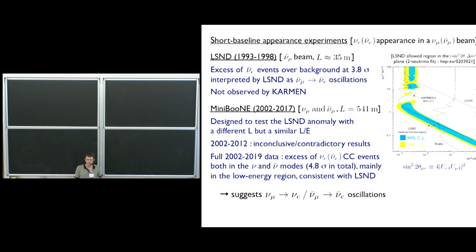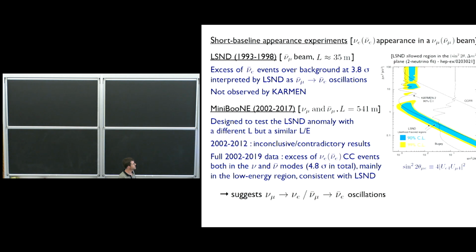Now, I was talking about disappearance experiments, a nu_e or nu_e bar deficit. Now, short baseline appearance experiments, namely the appearance of a nu_e in a nu_mu beam, or a nu_e bar in a nu_mu bar beam. And again, this was discussed by Gabriela.